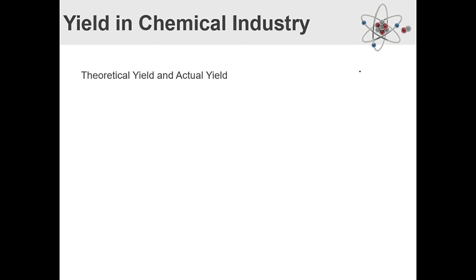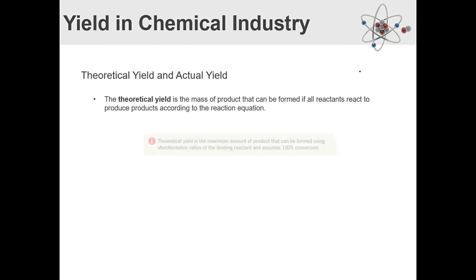Now, we need to think about two things here. We need to think about theoretical yield and actual yield. We're going to tackle theoretical yield first, but here we go. The theoretical yield is the mass of product that can be formed if all reactants react to produce products according to the reaction equation.